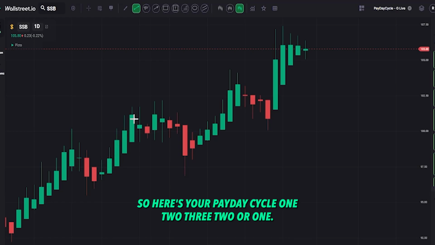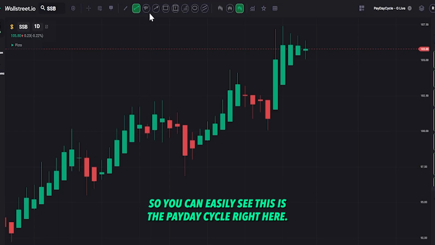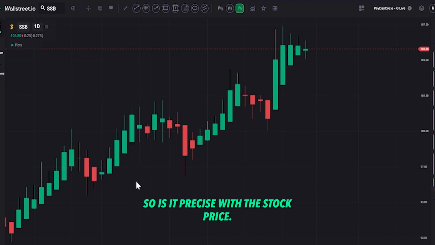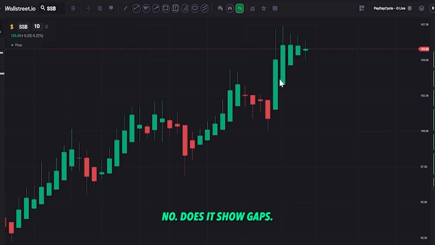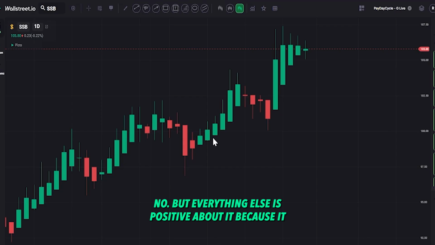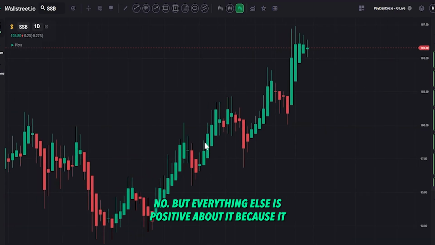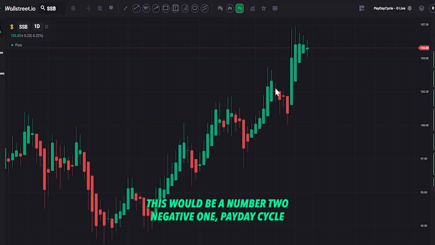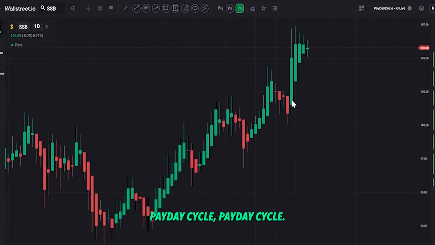So here's your payday cycle. 1, 2, 3, 2. Or 1 back here. So there's a wick on both sides. And done. So you can easily see this is the payday cycle right here. It's easier to see. So is it precise with the stock price? No. Does it show gaps? No. But everything else is positive about it because it stays green longer. It shows you expansion. It shows you momentum. It gives you a buy signal. Here's this would be a number 2, negative 1. Payday cycle, payday cycle.